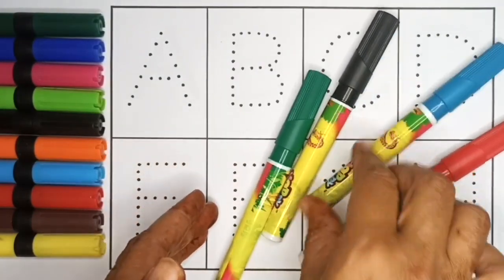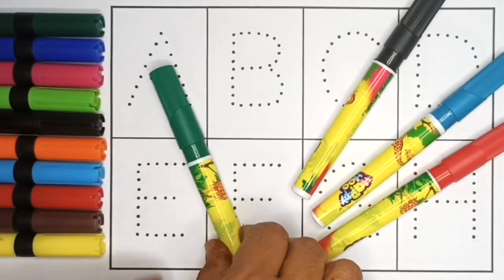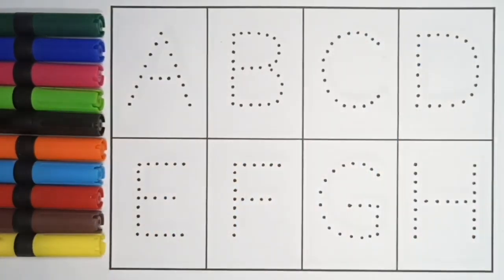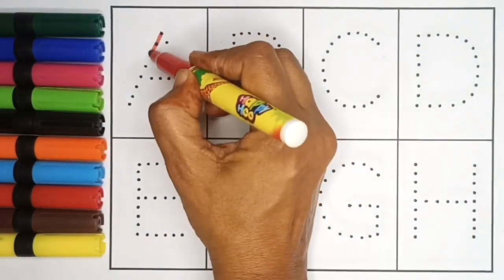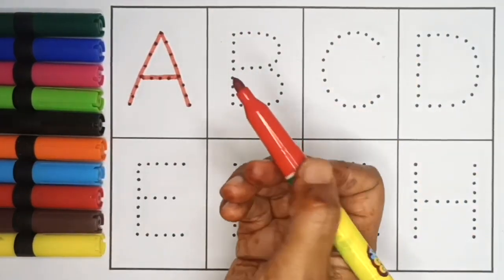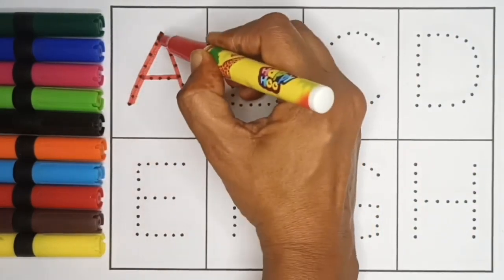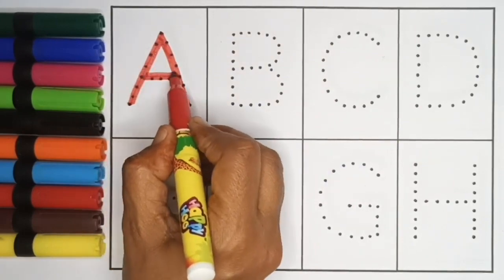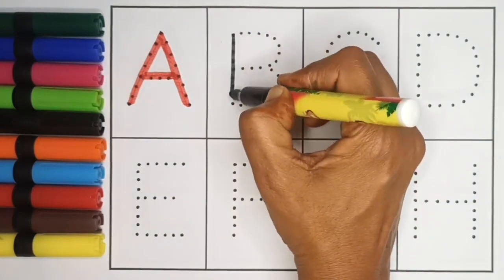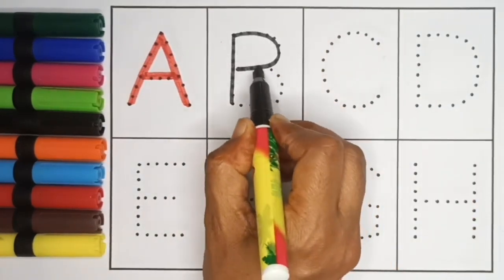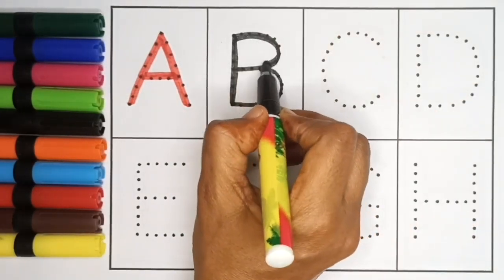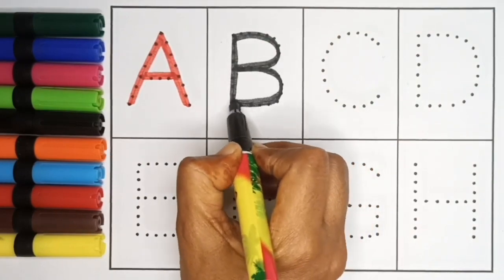Red, blue, black, green. Green, black, blue, red. A for apple. Red color. Black color. B for ball, black color.